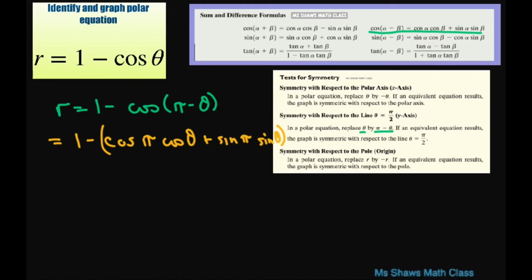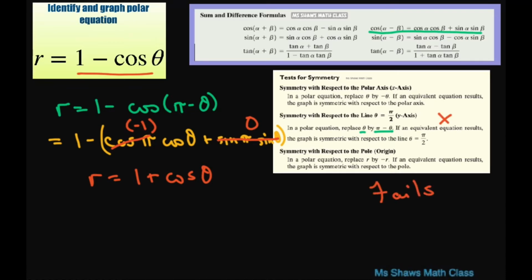All right, I should have scooted it down a little bit. This sine of pi is just 0. Cosine of pi is negative 1. So basically, you have two negatives. You're going to get r equals 1 plus cosine of theta. Since these two equations are not equivalent, this test fails. It's not going to be symmetric to our y-axis.